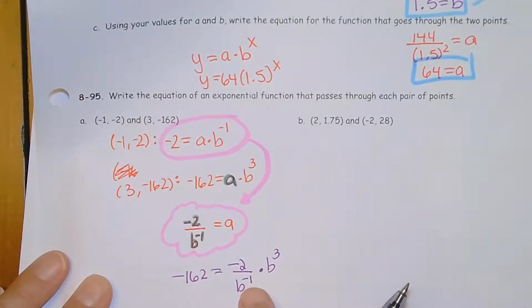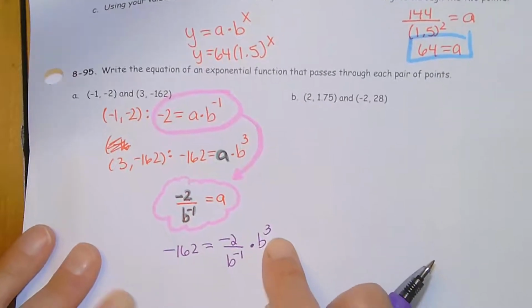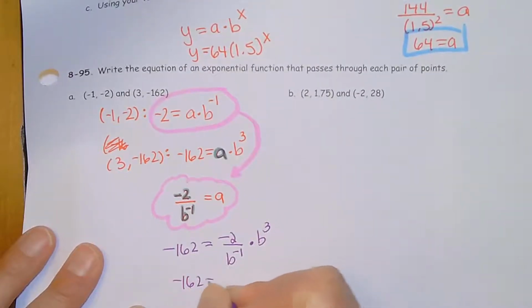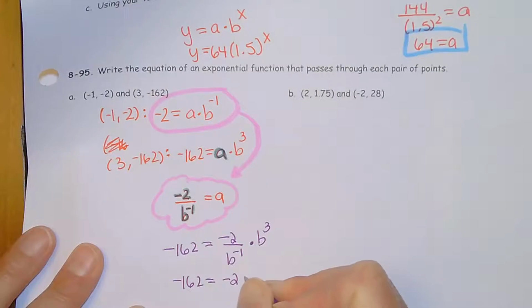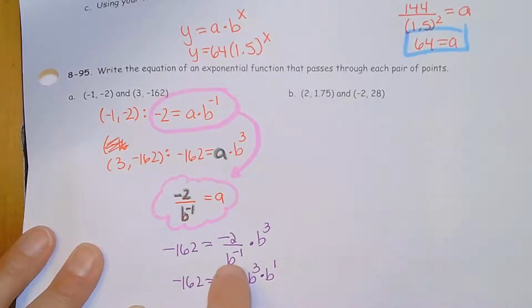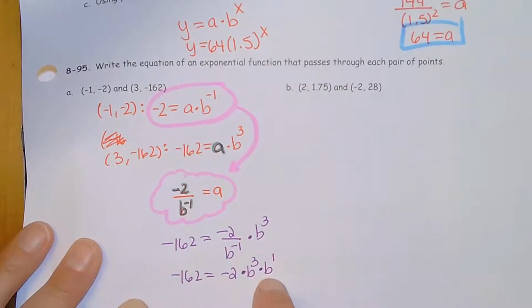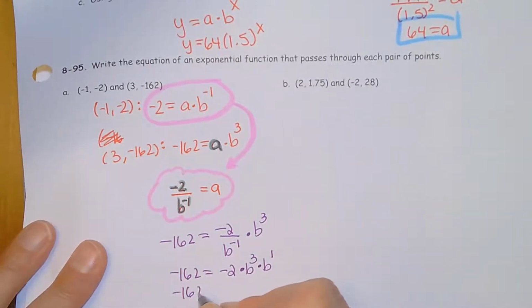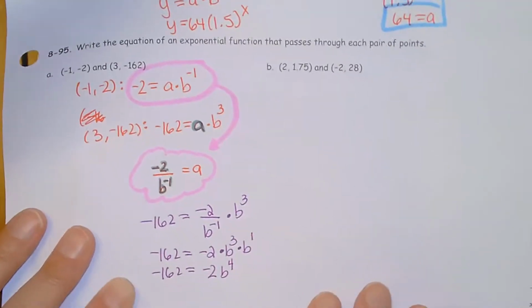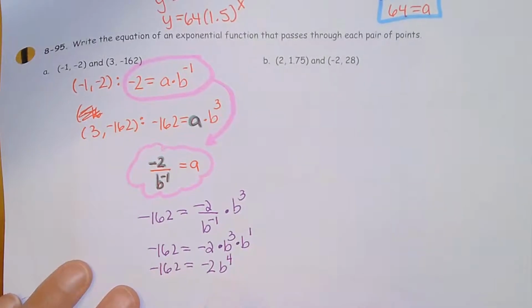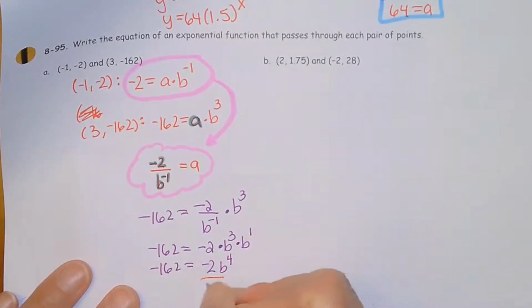Now, the nice thing about this is this B to the -1, we don't like that B to the -1, so we're actually going to move it up here to the top. So when I do that, I'm going to get -162 is equal to -2 times B to the third times B to the first. Again, it was a negative on bottom, so when I move it to the top, it's now going to be a positive. So I'm going to get -162 is equal to -2 B to the fourth. I'm going to now try to solve for B. I'm going to divide both sides by -2.